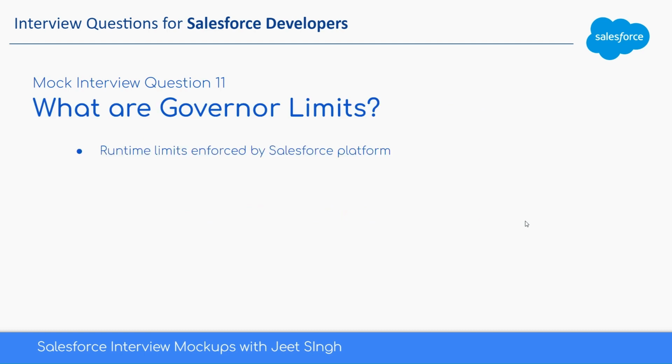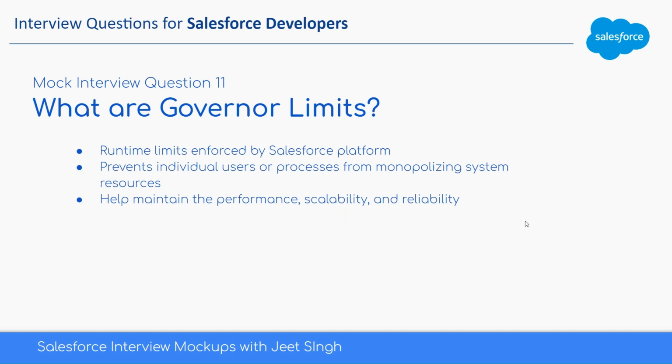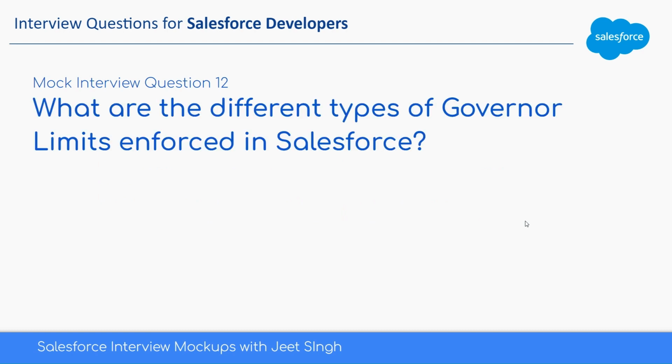What are governor limits? Governor limits are runtime limits enforced by the Salesforce platform to ensure the efficient and fair use of shared resources among all users. These limits prevent individual users or processes from monopolizing system resources and help maintain the overall performance and stability of the platform. Governor limits help maintain the performance, scalability, and reliability of Salesforce applications by preventing individual users or processes from consuming excessive resources. Okay, let us move on to the next question.